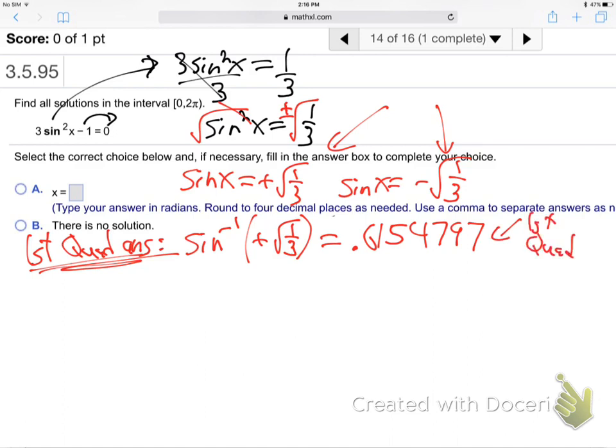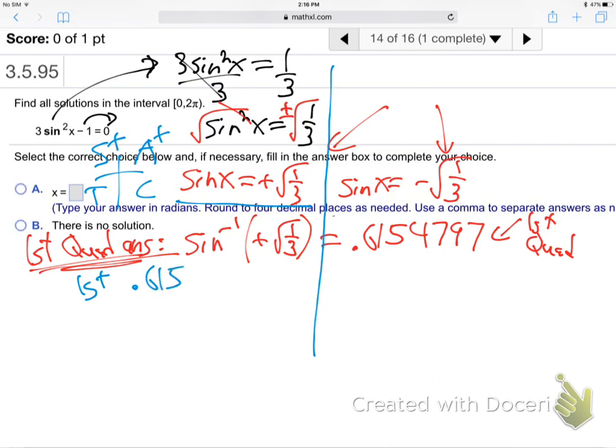Now, you've got to turn that into 2 answers in the 2 quadrants they need. Well, how do you know which quadrants? For this one, we're saying sine is positive. Where's sine positive? All students take calculus: first quadrant and second quadrant. So they want a first quadrant and a second quadrant answer. The first one is just the 0.6155, rounded to 5 places.